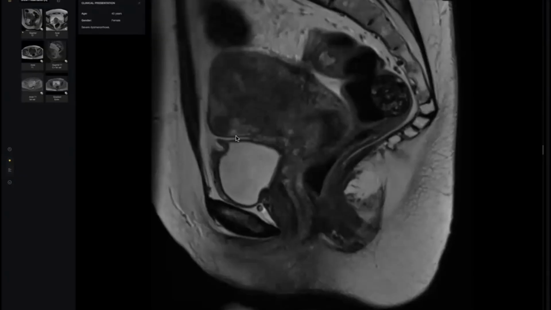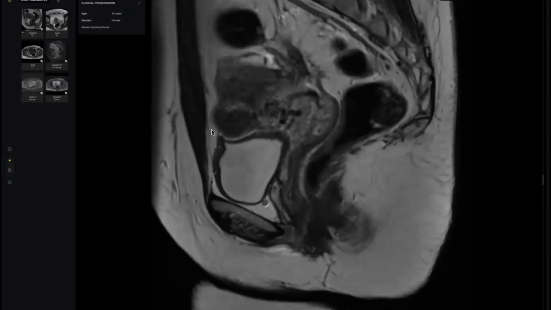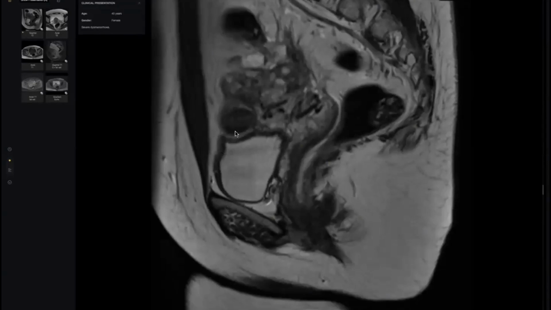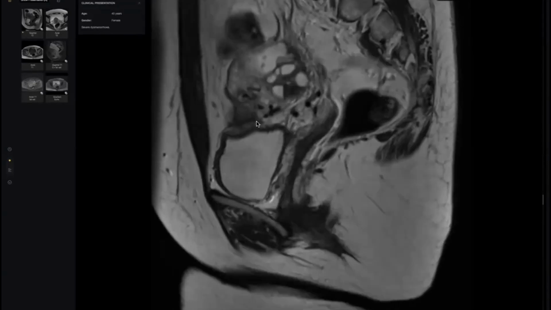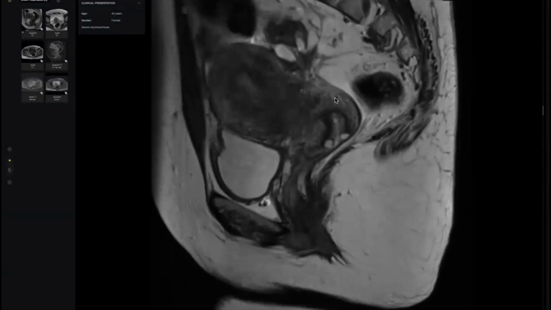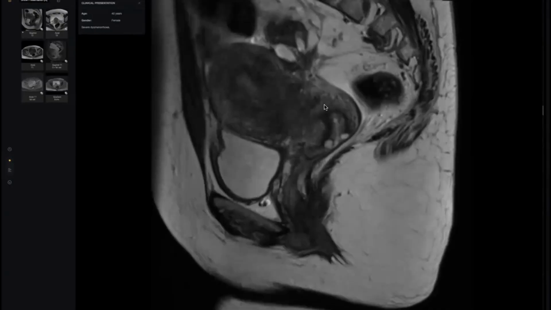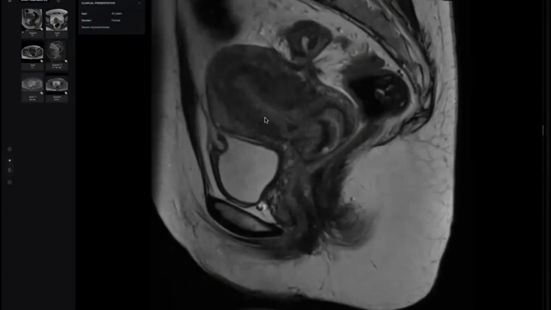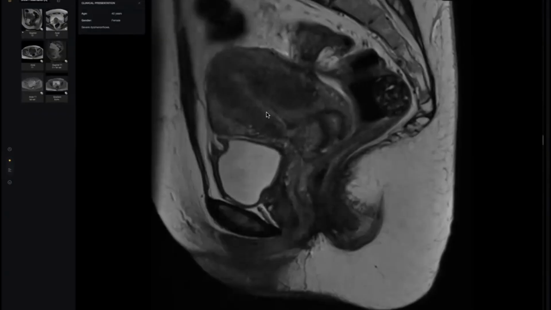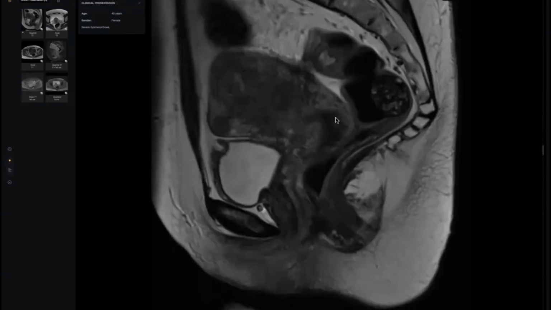Where? In which part of the myometrium? On the anterior aspect, and also on the posterior aspect. These are suggestive of fibroid. Apart from that, the junctional zone appears slightly widened. However, I could not find any T2 hyperintense cystic lesion within the myometrium.